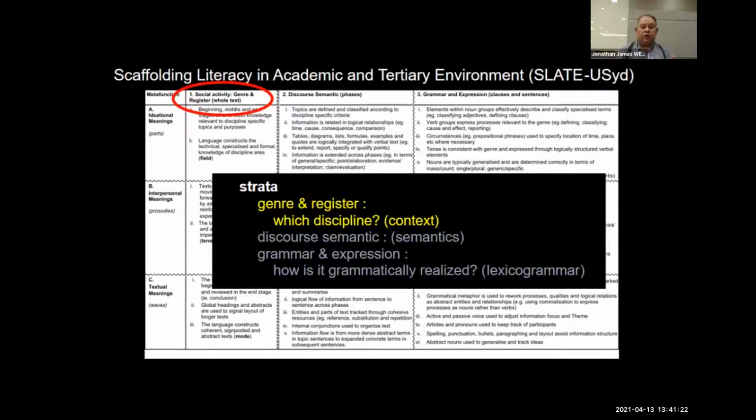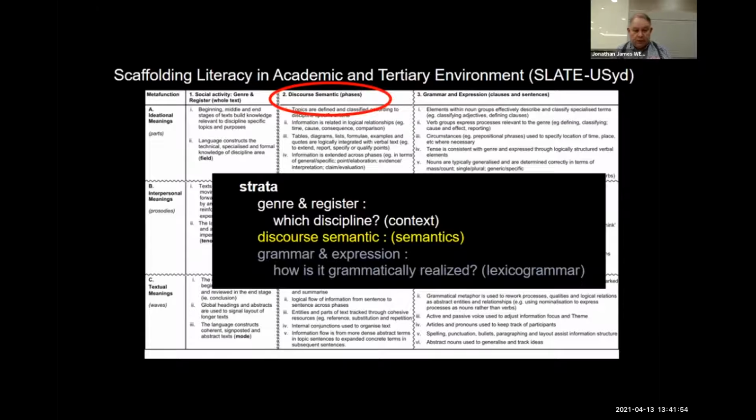The first column, you'll notice, goes to what we would call genre, register, the kind of writing, like writing for science, or writing for this discipline, writing for law, writing for business. And so what is the social activity? What is the activity that one is engaged in? Which discipline is one writing for? That will be one dimension.